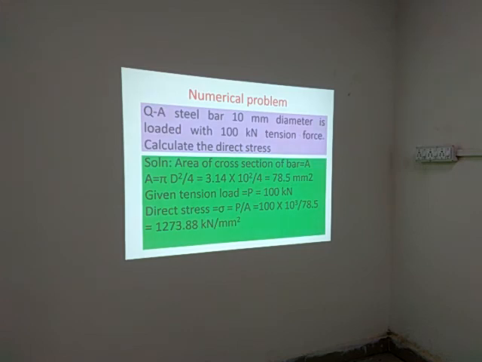Using the load and the cross-sectional area, we can find the direct stress sigma equal to P by A, that is 100 times 10 to the power 3 divided by 78.5, and this comes to 1273.88 N per square millimeter. This way we have calculated the direct stress for the given question, simply applying the formula for direct stress, the ratio P by A. We hope that you have understood the basic definitions of direct stress and this numerical, which is a very simple application of this formula. With this, thank you very much. We will learn further in this chapter in the next lecture. Thank you very much.